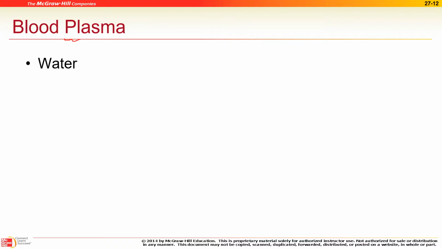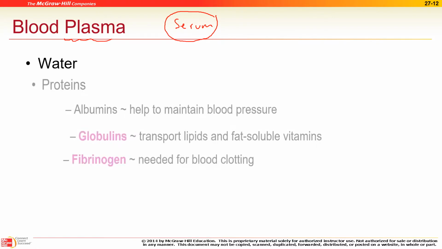The liquid part. What's the difference between plasma and serum? Blood plasma, blood serum. You guys ever heard those two terms? Serum. So blood plasma is everything in it. Blood serum, we took out the clotting factors, so it won't clot. We can store it longer. So when you give somebody the liquid part, you're going to give them the serum.